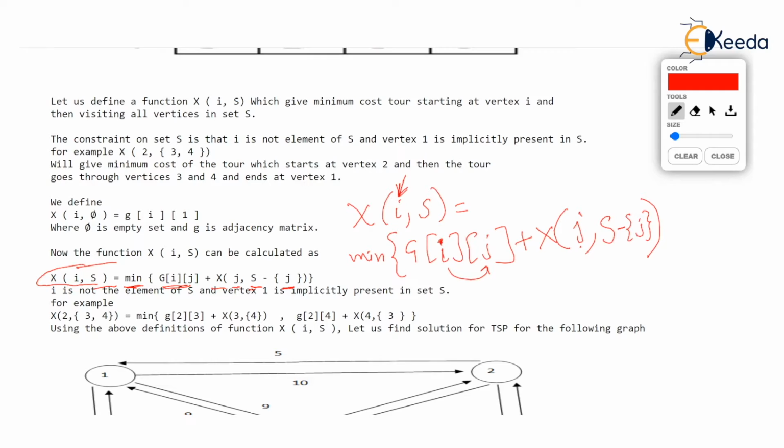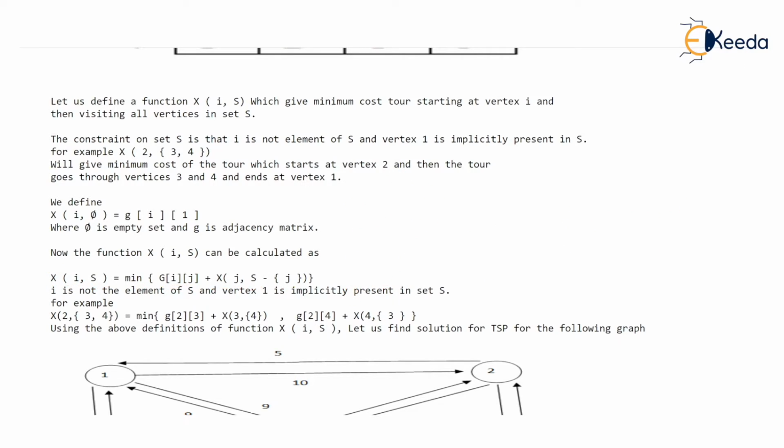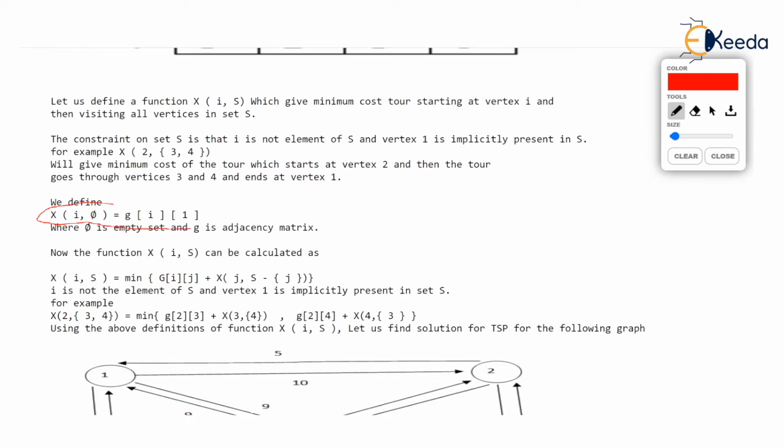Now what is j over here? You know, i is our initial vertex. What is j? j is an element of S. So j will be taken as each element of S, and we will be finding the minimum out of that. Trust me, you will understand this formula as we proceed. Just before we start solving the problem, here is one more case. Check this. There is one notation here. If I write x of i comma null set, what does that mean?